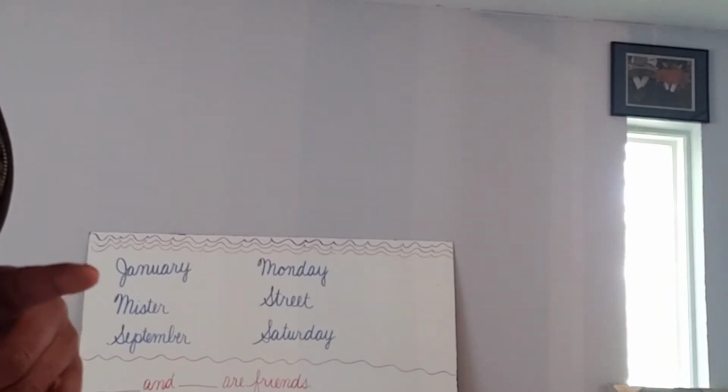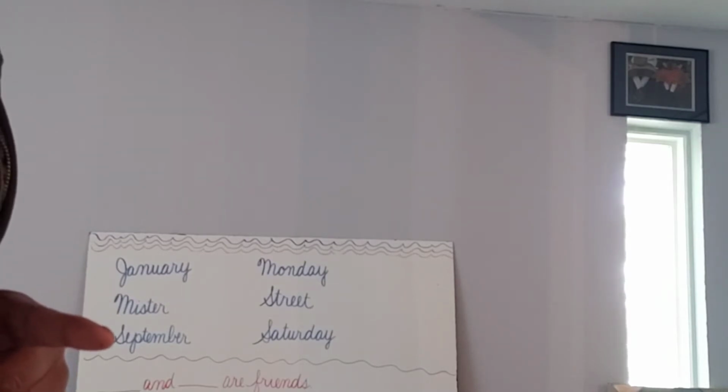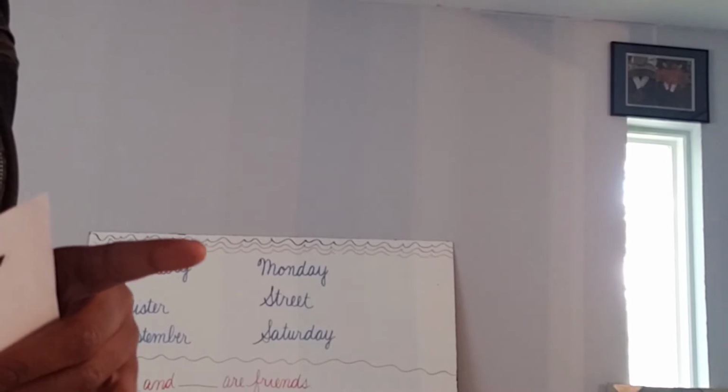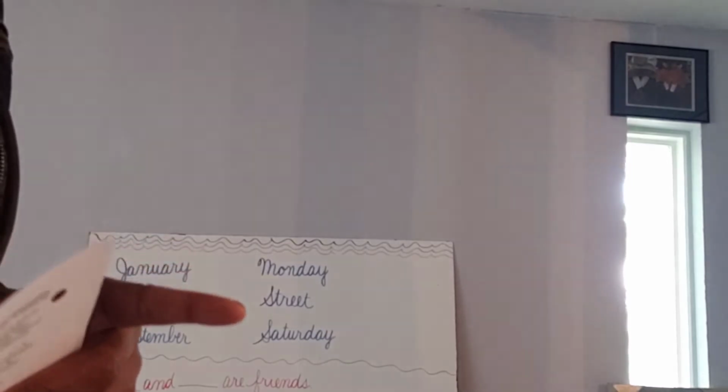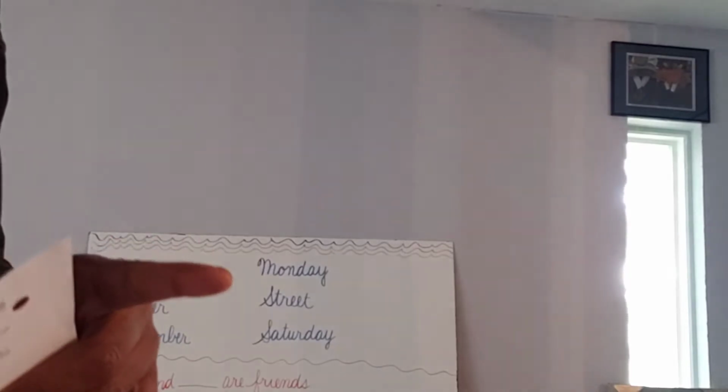Right there. January. The next word is Mr. The next word is September. You don't have to write these down, but just listen. So it's January, Mr., September, then Monday, street, and Saturday. January, Mr., September, Monday, street, and Saturday.